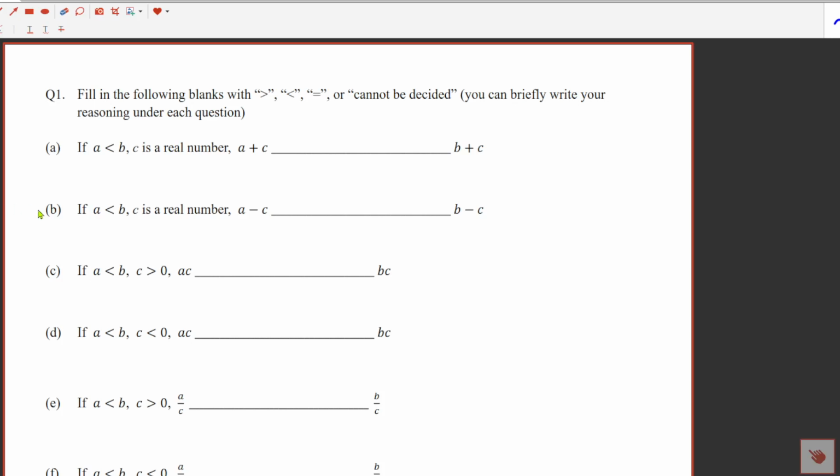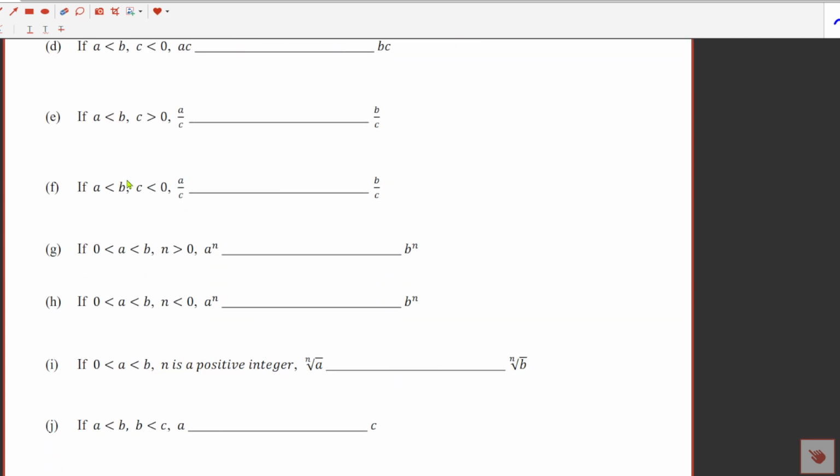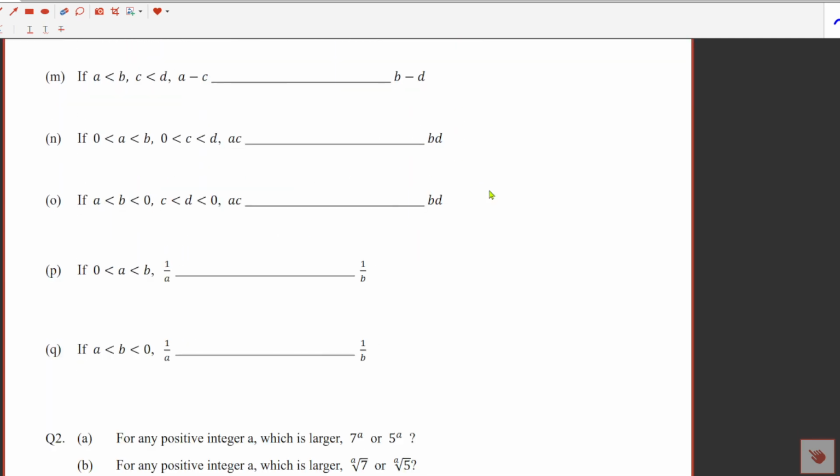Alright, now let's have a look at the solutions to part of the questions in topic 8a. Okay, first question, we're going to have a look at M. If A is less than B, C is less than D, what is the relationship between A minus C and B minus D? Well, actually, this cannot be determined, right?